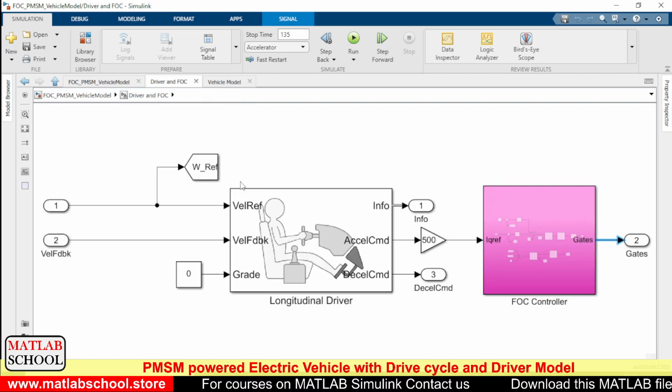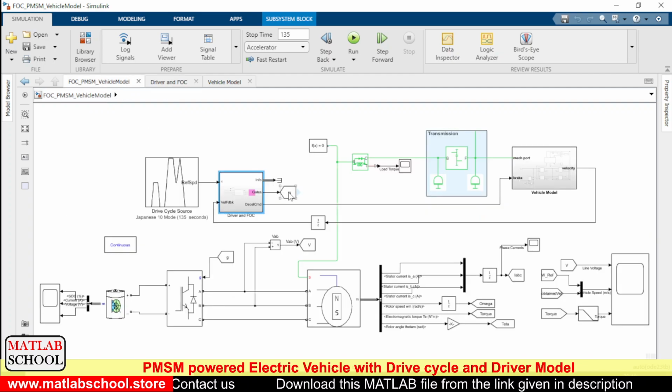The gates produced by the previous stage of the simulation will be given to the universal bridge. Inside this universal bridge, as you know, there will be 6 different switches for converting a DC voltage to AC voltage. So based on the gate signals produced by the FOC controller, the gates will be produced.